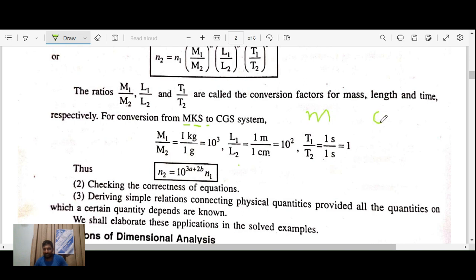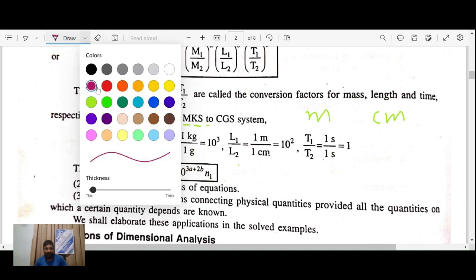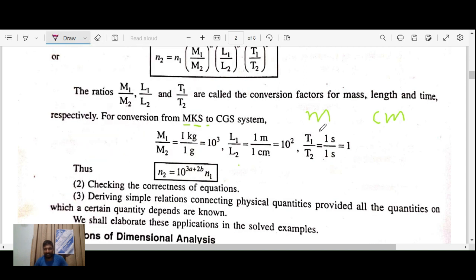You can see in the first system the length is measured in meter. In the second system the length is measured in centimeter. Then mass is going to be measured here. In the first system they measure the mass in kilogram. Simple K, simple G. Remember it. And in the second system in gram.